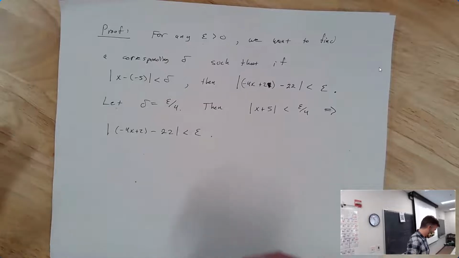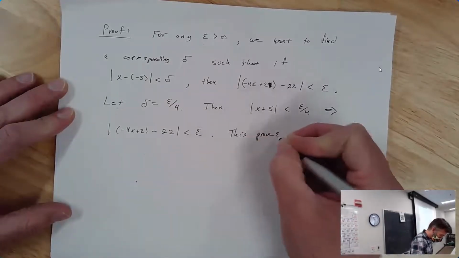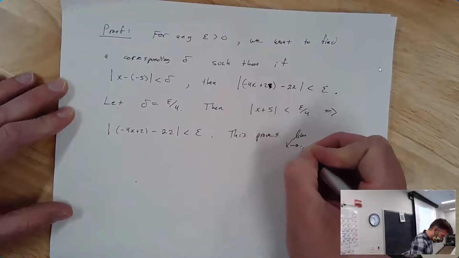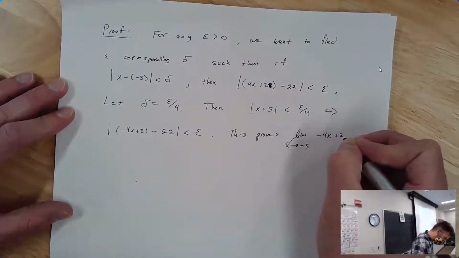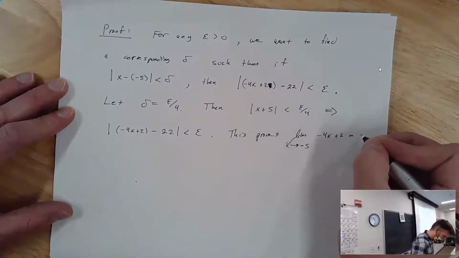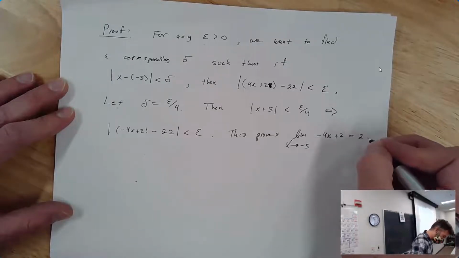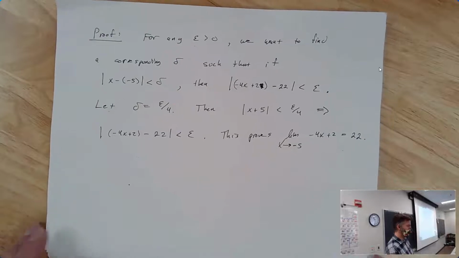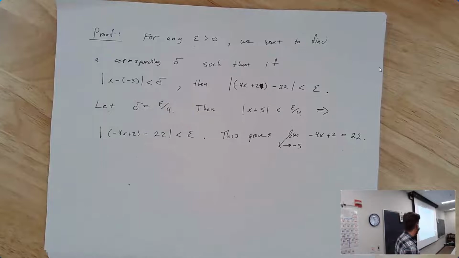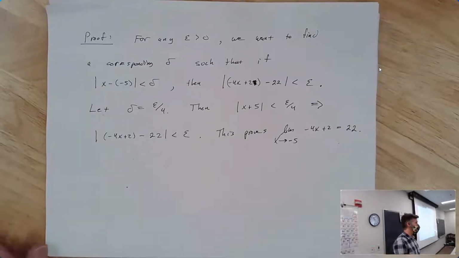Finally, I would say something like, this proves the limit as x approaches negative 5 of negative 4x plus 2, holy smokes, is equal to 22. Sometimes people get really lazy there and they just draw the little square thing and fill it in. That means you prove the thing you wanted to prove. This is probably more how I would write it, but you could probably get away with less.